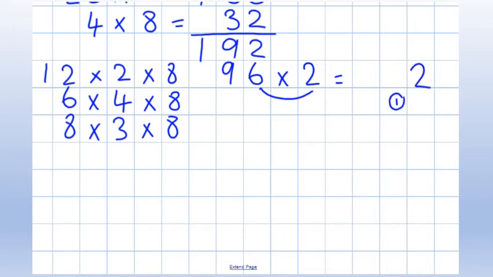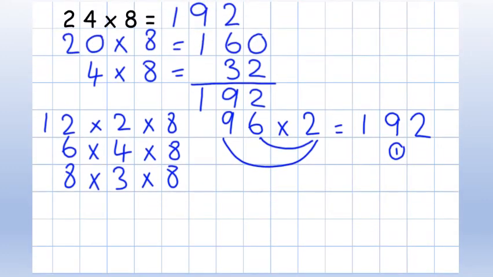And then I've got 1 ten in my tens column. 9 times 2 is 18, so 90 times 2 is going to be 180. So I've got my 100, and then I've got 90. Oh, good, 192. Has that come back to the right number?